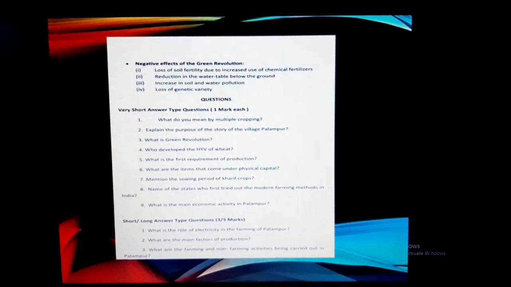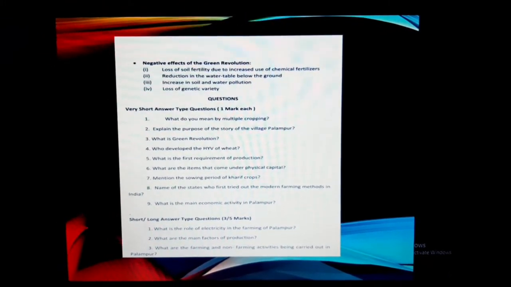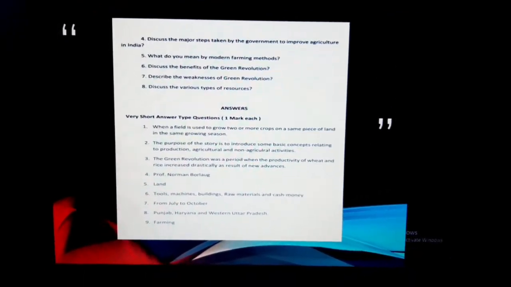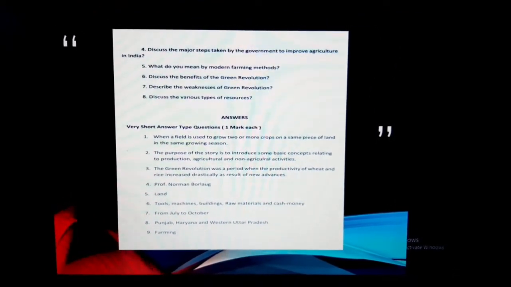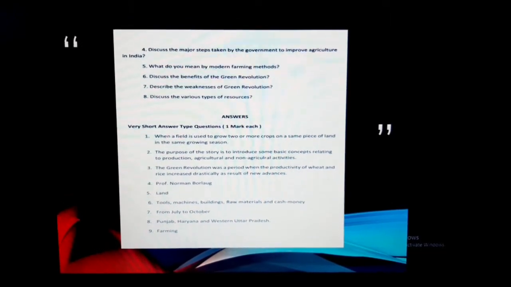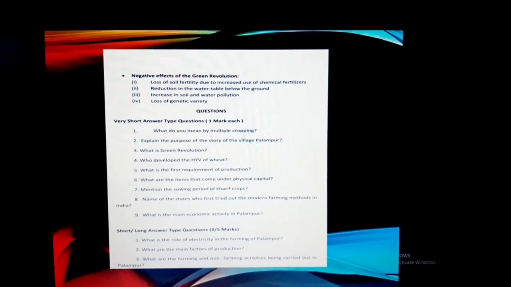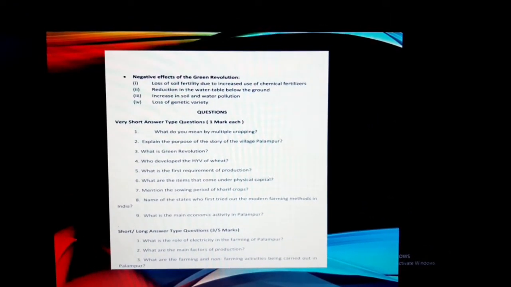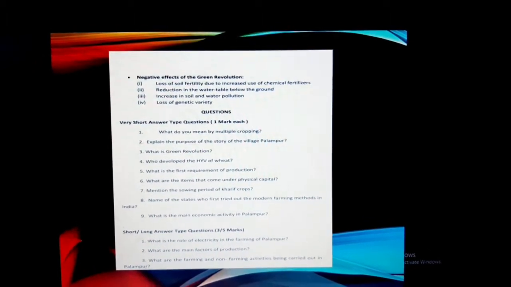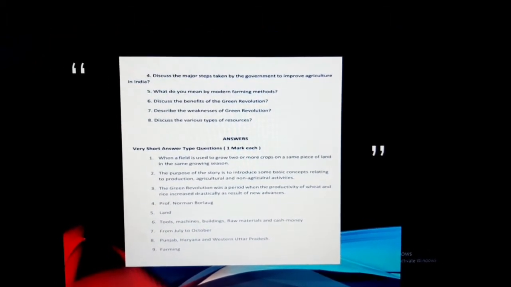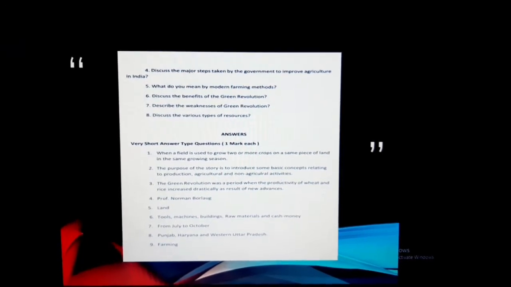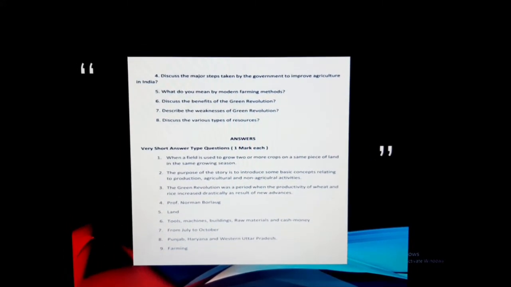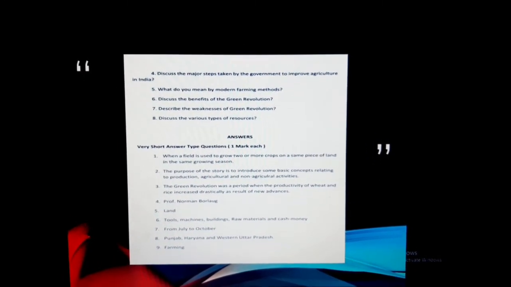Question number 6. What are the items that come under physical capital? The things are tools, machineries, buildings, raw material, and cash money. Now question number 7. Mention the sowing period of Kharif crop. The sowing period of Kharif crop is from July to October. Remember, July to October is the production time of Kharif crops.